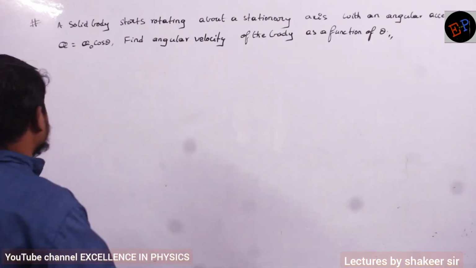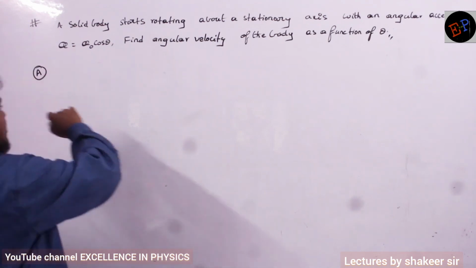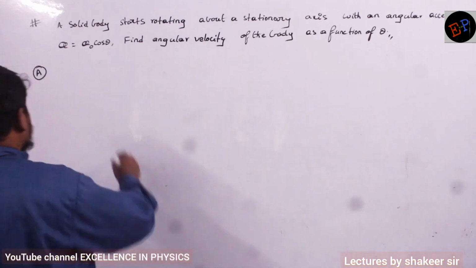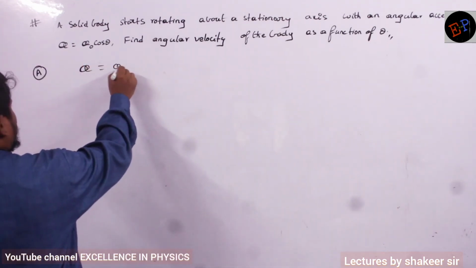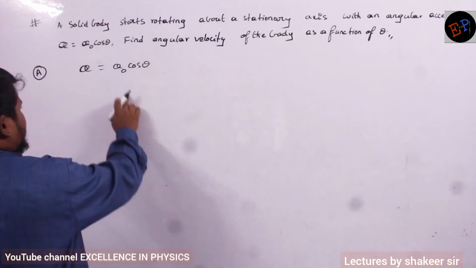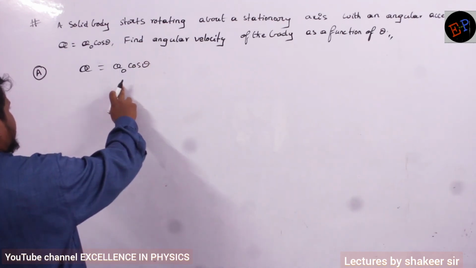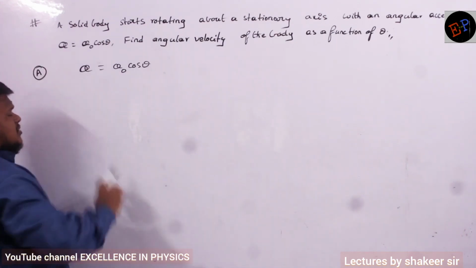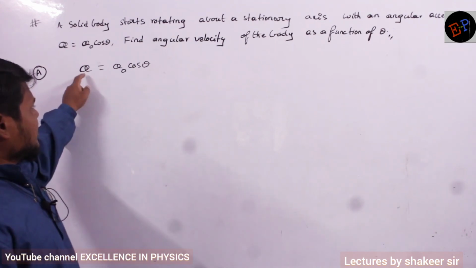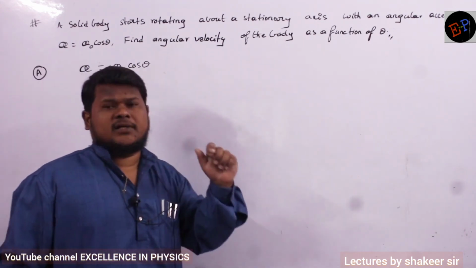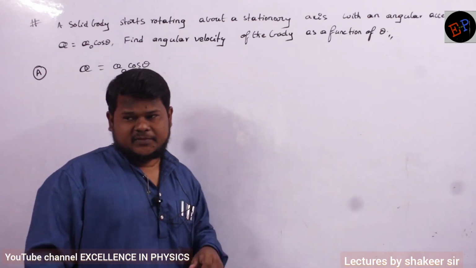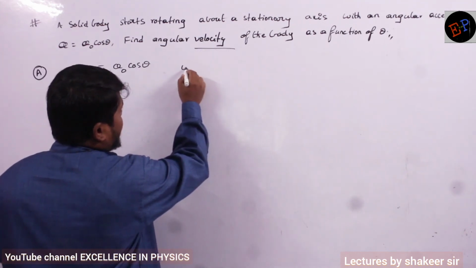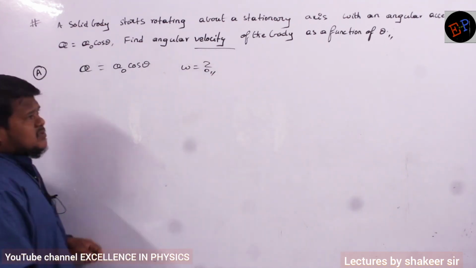Like, see this question. A solid body starts rotating about a stationary axis with an angular acceleration alpha equal to alpha naught into cos theta. This alpha naught you can take as a constant, and here one thing you can see: if theta changes, alpha also changes. So angular acceleration is dependent on theta, angular displacement. Then find angular velocity of the particle as a function of theta. Omega value we are supposed to calculate.